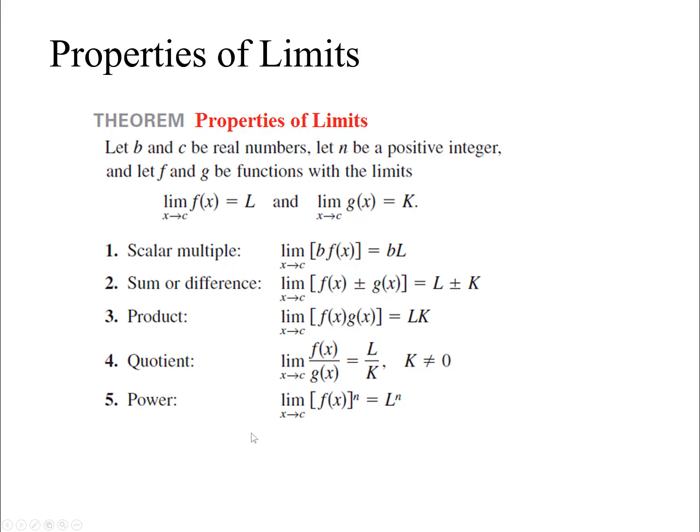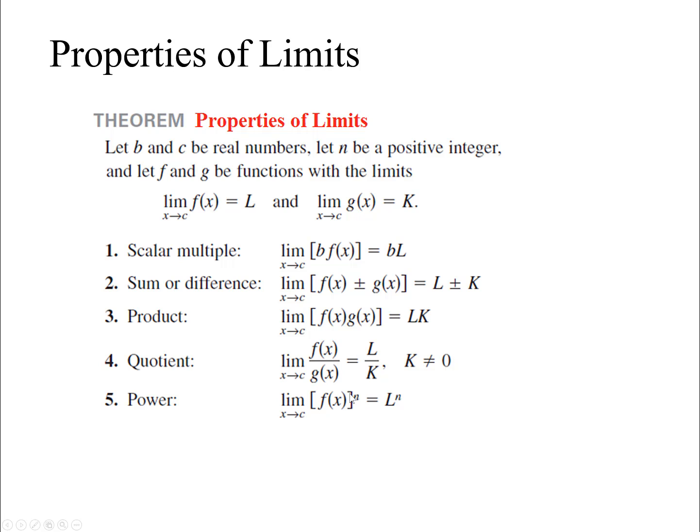It just says that if the limit as x goes to c of f is L, and the limit as x goes to c of g is k, then we can find the limit of the quotient in those instances where k is not 0. So again, quotients are well behaved, products are well behaved, sums or differences of functions are well behaved, and of course the scalar multiple is also well behaved for limits.